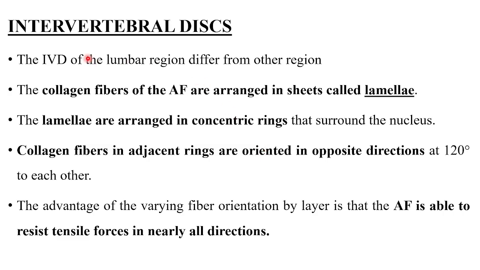Coming to the intervertebral disc, the intervertebral disc of the lumbar region differs from other regions. The collagen fibers of the annulus fibrosus are arranged in sheets called lamellae. The lamellae are arranged in concentric rings that surround the nucleus. Collagen fibers in adjacent rings are oriented in opposite directions, at 120 degrees to each other. The advantage of varying fiber orientation by layer is that the annulus fibrosus is able to resist tensile forces in nearly all directions.